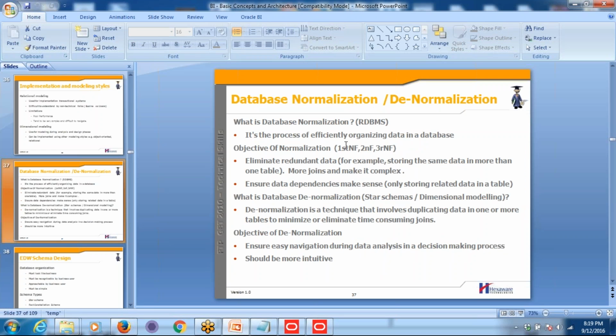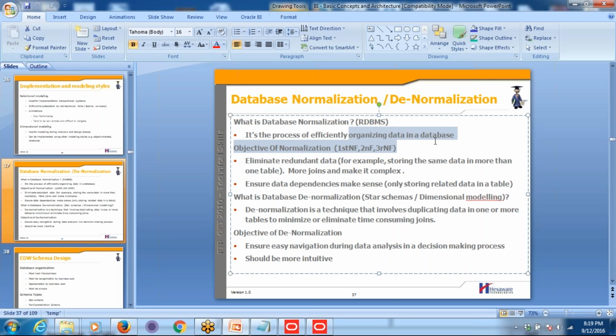Next, if you talk about what database normalization is, it is a process of efficiently organizing the data in a database. Most of the time I'll be repeating the terms throughout this session.